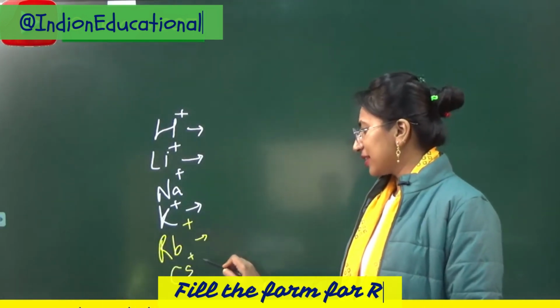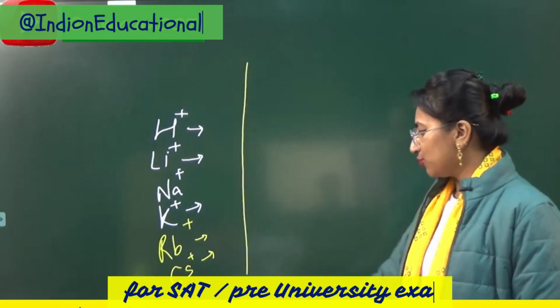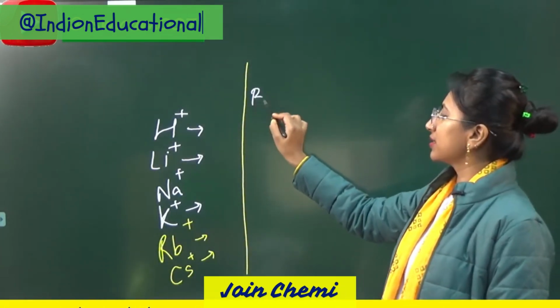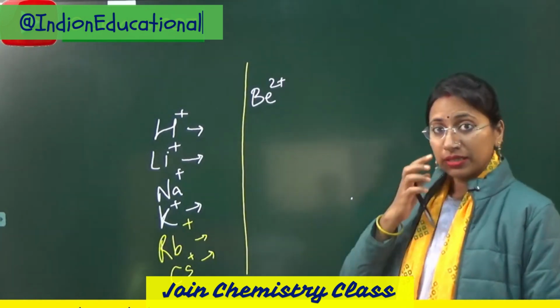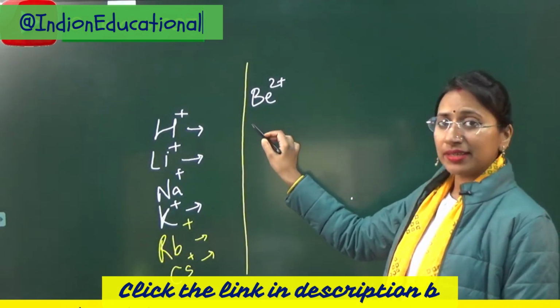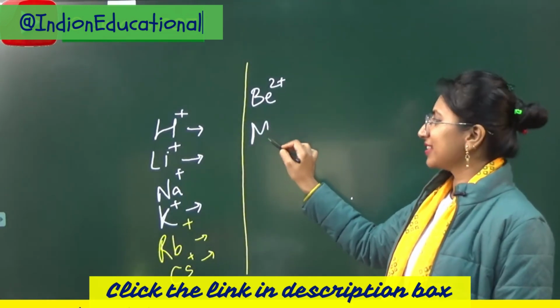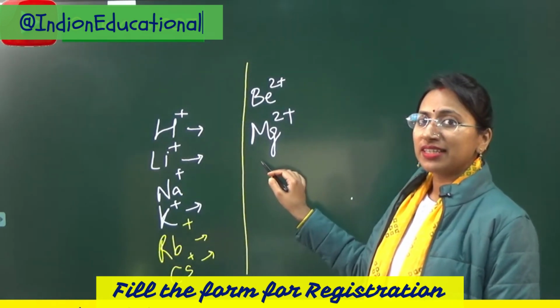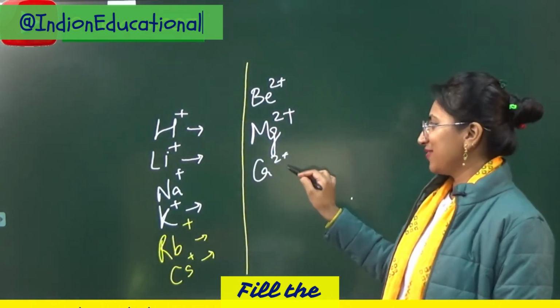All right, now we have come to group 2. Cations from group 2, right? Be2 plus. What is the name? Beryllium ion. All right. Next cation? Mg2 plus, magnesium ion. Very nice. Which one is the next cation? Ca2 plus, calcium ion. Very nice.